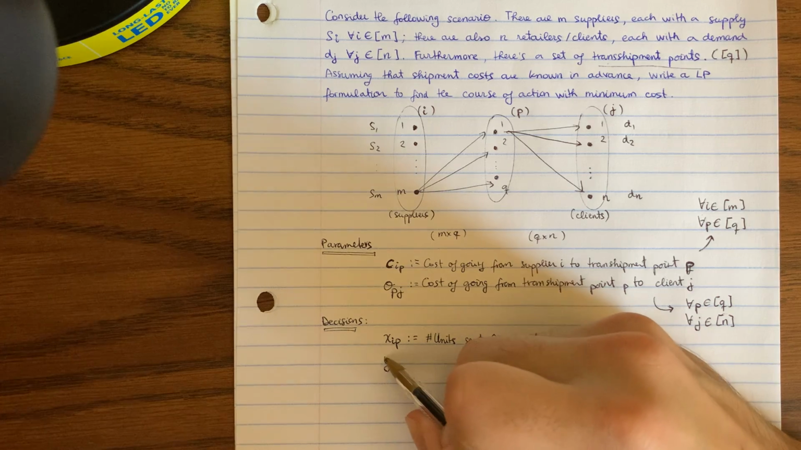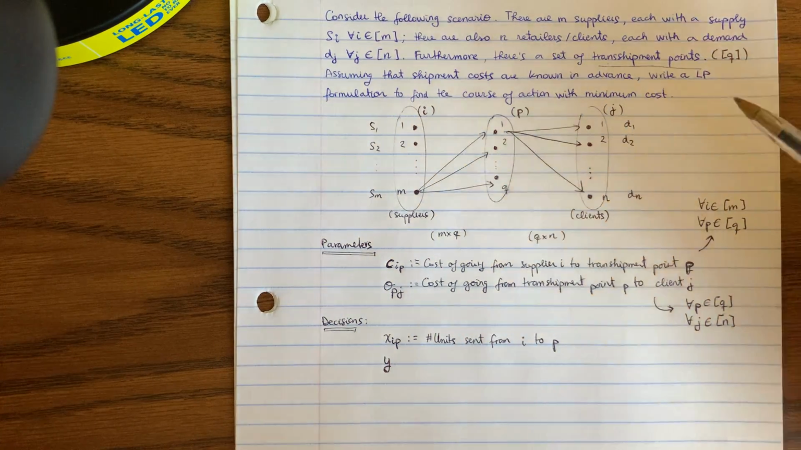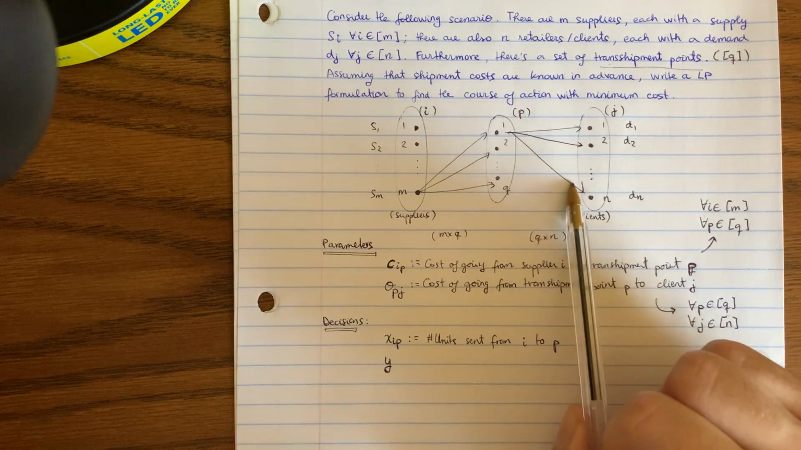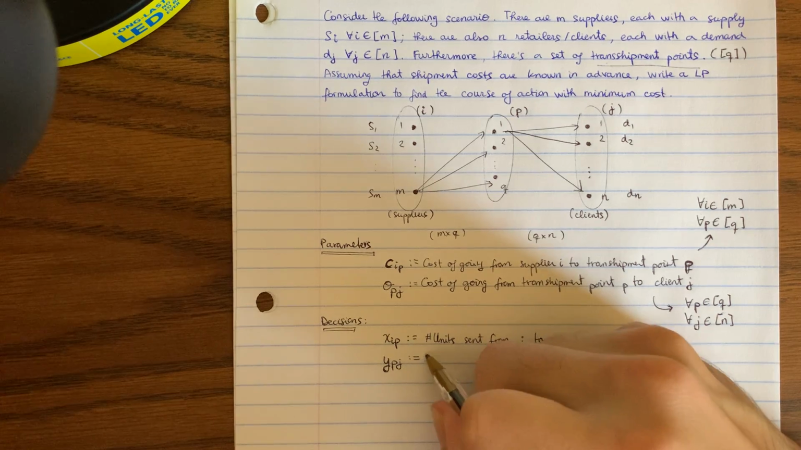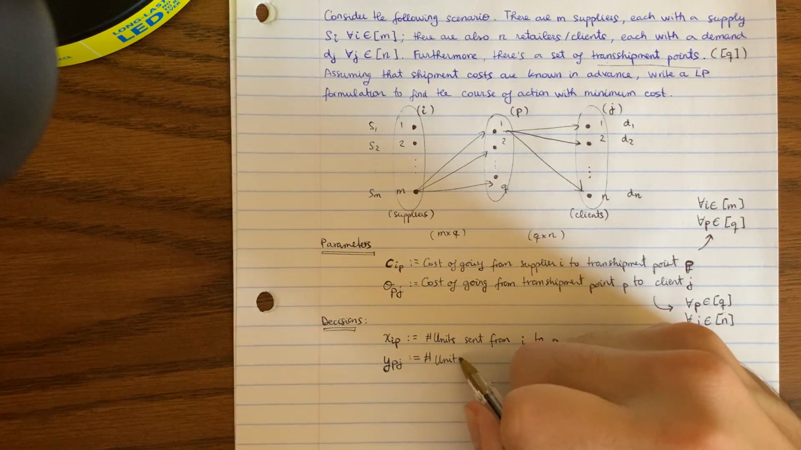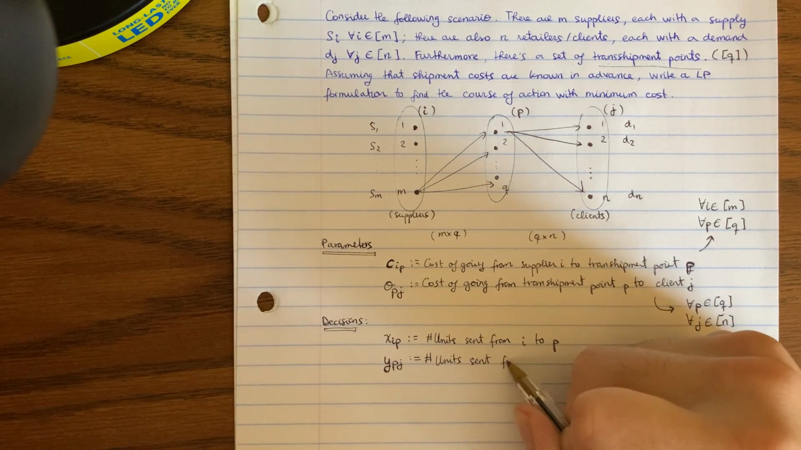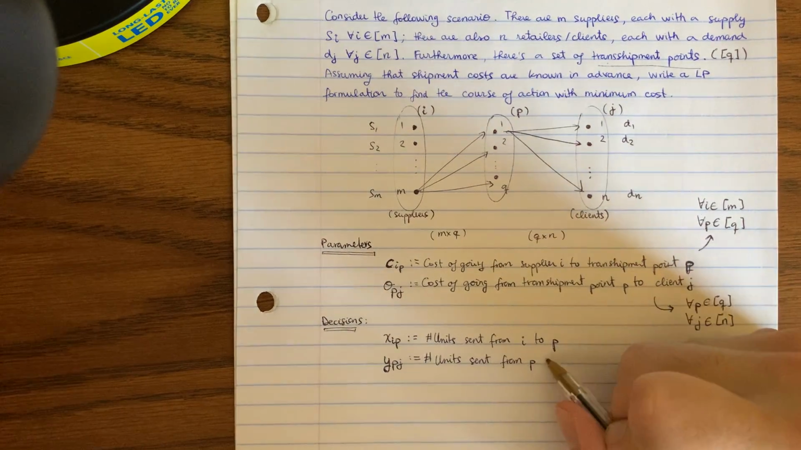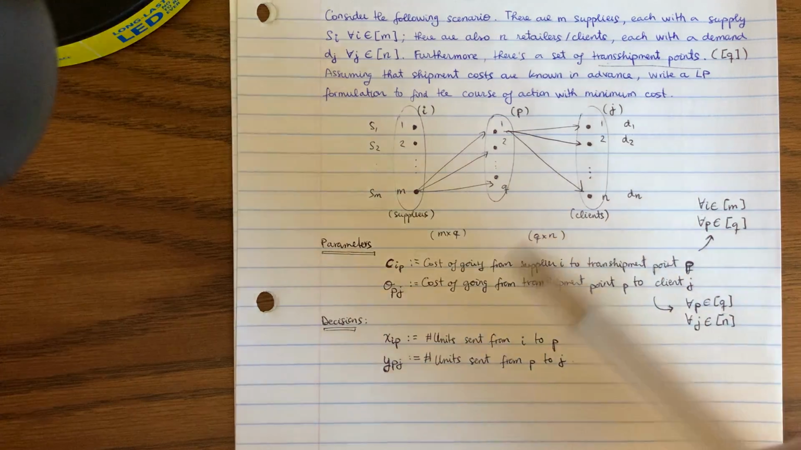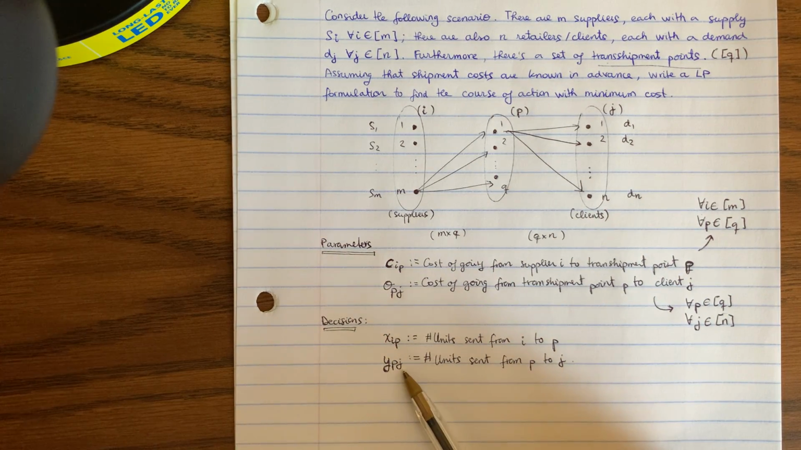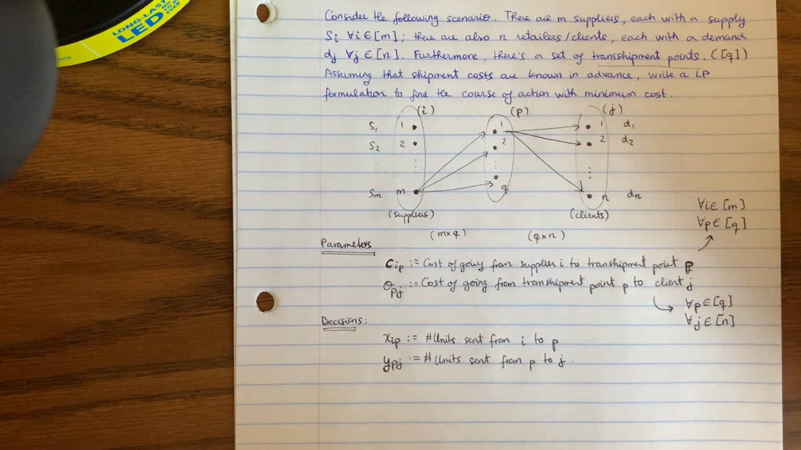We would have to add another set of variables to represent how much you're sending along each of these arches, right? And those would be y_pj, with a similar definition: number of units sent from P to J. Besides that, there's nothing else. If I told you the values for all these variables and the values for all these variables, you would immediately know the course of action. There's nothing else to know, really.